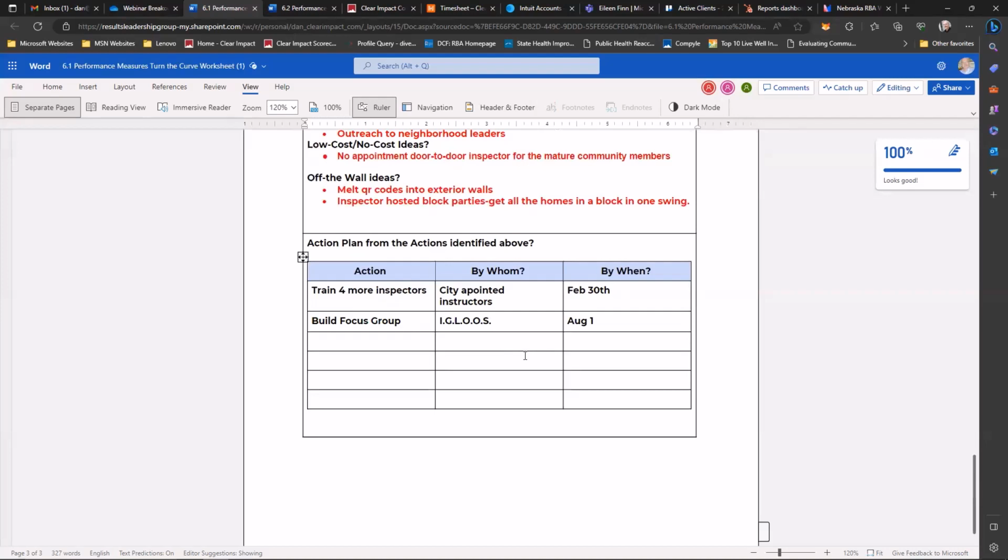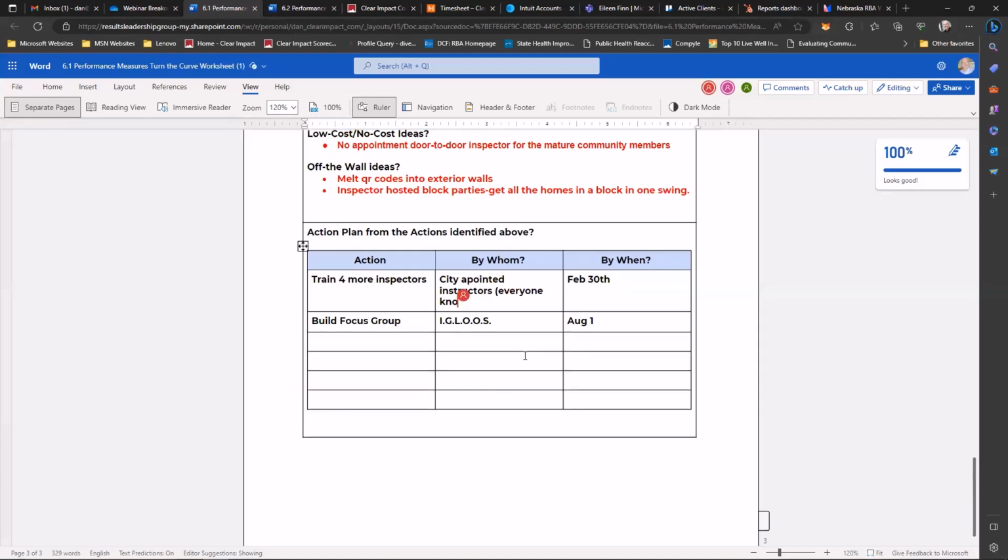So if you're going to train more inspectors, somebody needs to tell the city appointed instructors they need to do it. You always want to make sure you're not just saying the city appointed instructors will do that, because then nobody has accountability. If you say they all will, then nobody potentially will. So you always want to build the focus group. That would be whoever the president is, or the whatever of the Igloos Society, that you would actually ask them to do that.